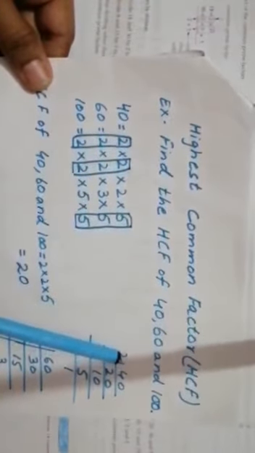The prime factorization of 40 is 2 multiplied by 2 multiplied by 2 multiplied by 5. Same as the prime factorization of 60: 2 multiplied by 2 multiplied by 3 multiplied by 5. Then 100: 2 multiplied by 2 multiplied by 5 multiplied by 5.